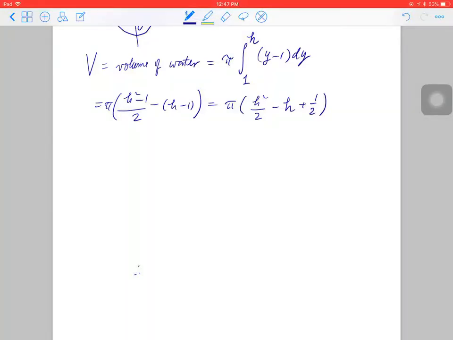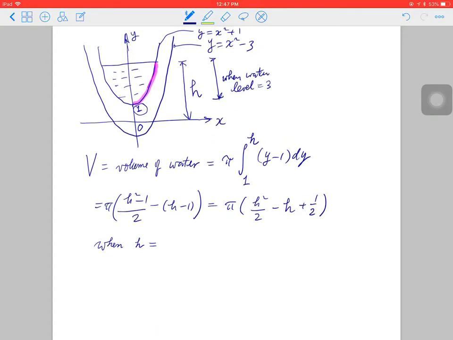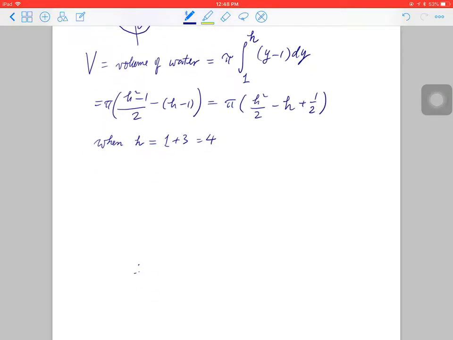We want to find the time taken to fill up the container when the water level achieves 3 units, right? So when the water level achieves 3 units, H equals what? The water level is 3, so H equals 1 plus 3, which is 4.